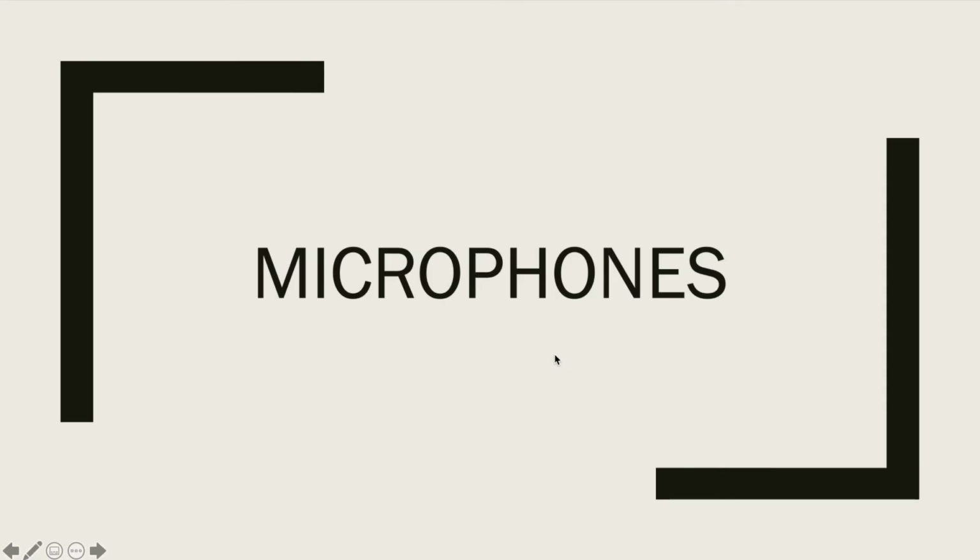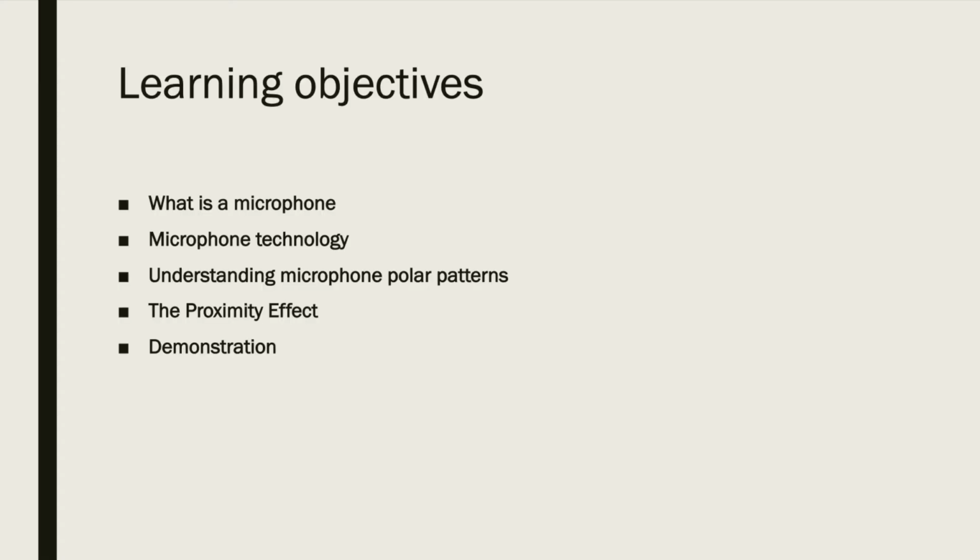Alright, so in this session we're going to take a look at microphones. Bit of session structure for you: we're going to start off with what is a microphone. We're going to move on to different microphone technologies, look at understanding polar patterns, then we're going to take a bit of a discussion about the proximity effect, and we're then going to round that off with a bit of a demonstration of a few different microphone types and microphone polar patterns.